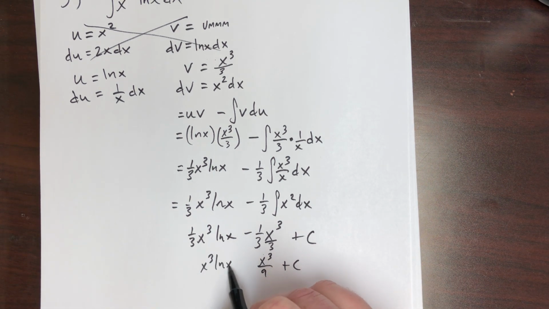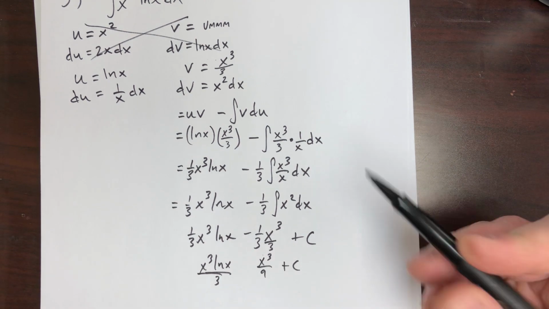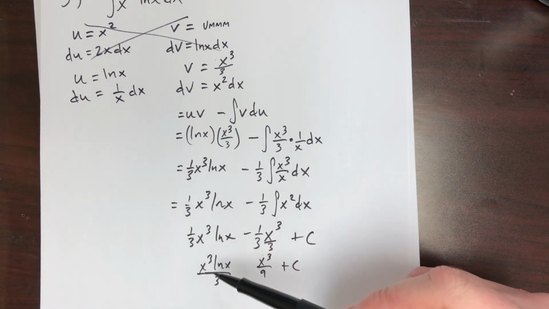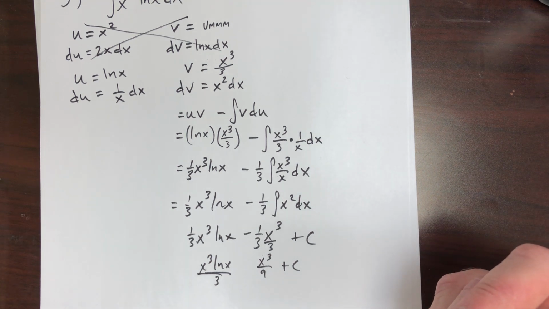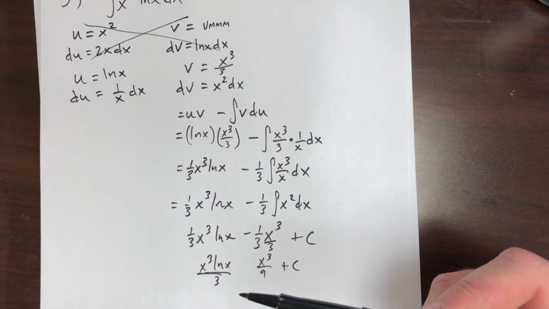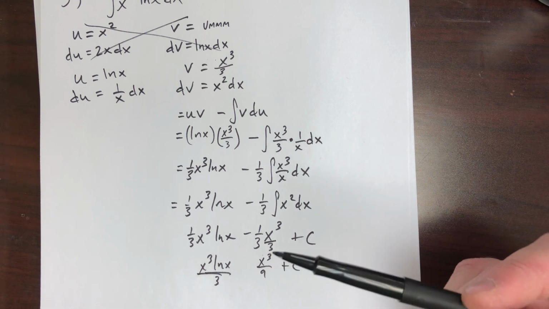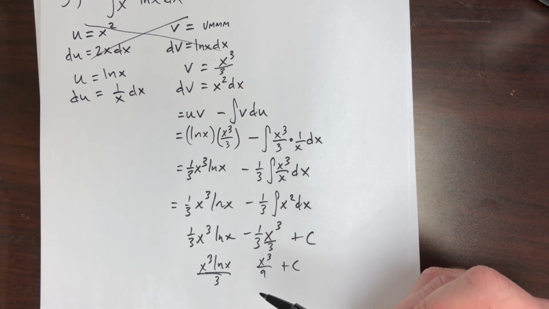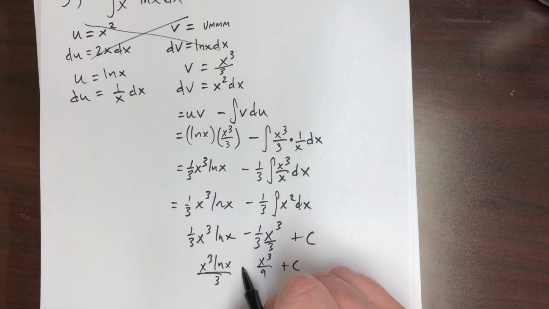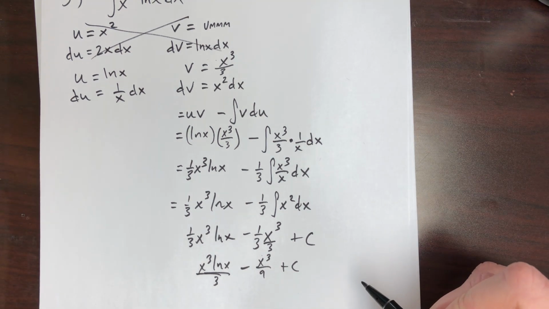And everyone's different. Some people prefer having the 1/3 up front. Some people prefer it being over those things. Because multiplication is commutative, it doesn't matter. It really doesn't. Oop, that minus sign matters though. Okay.